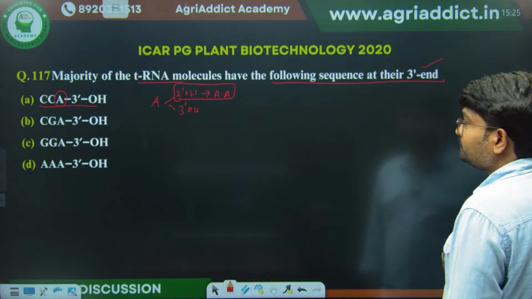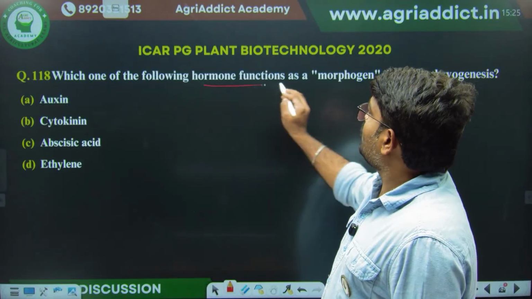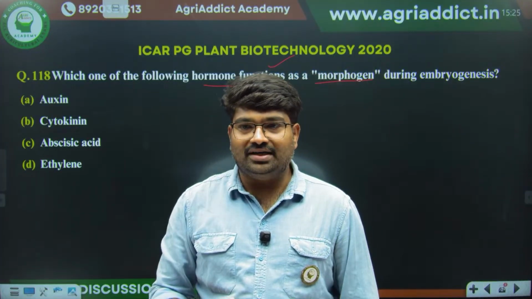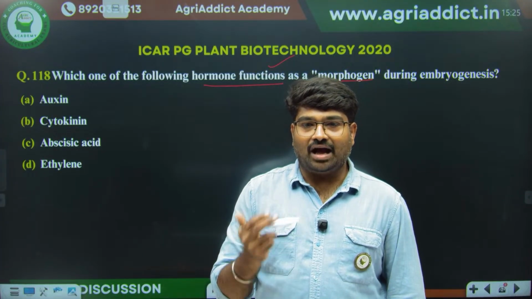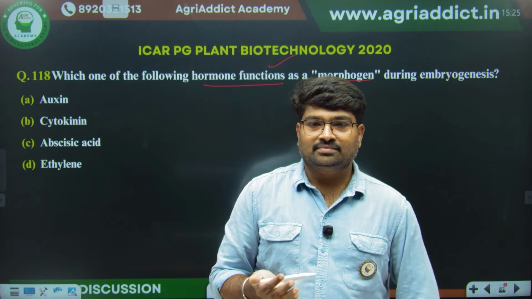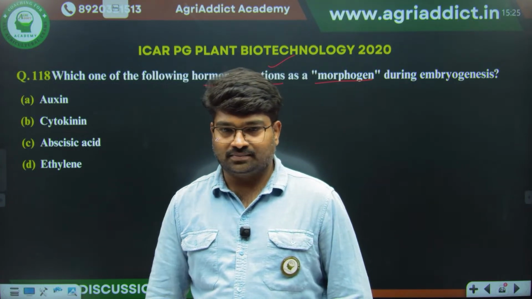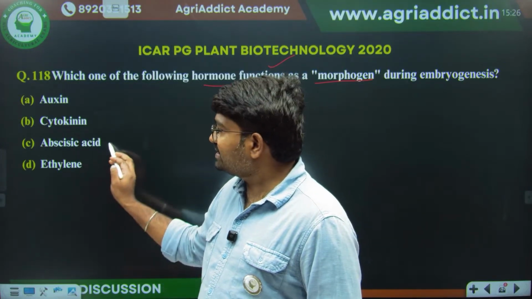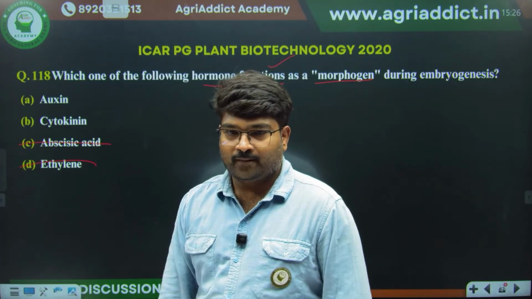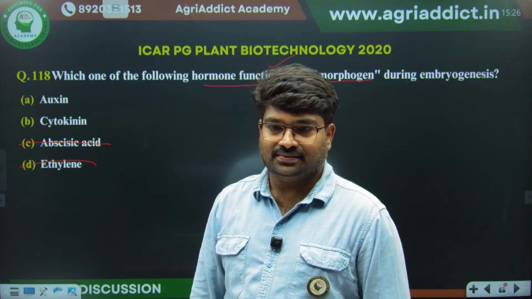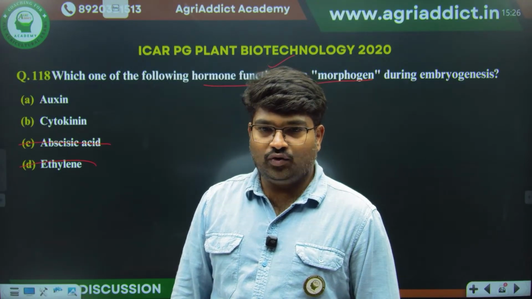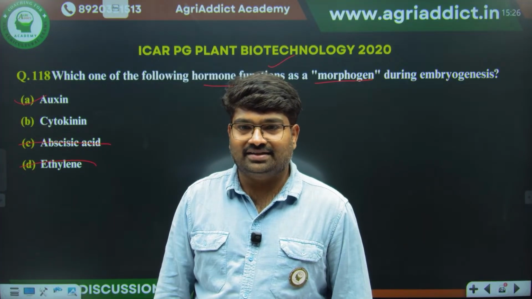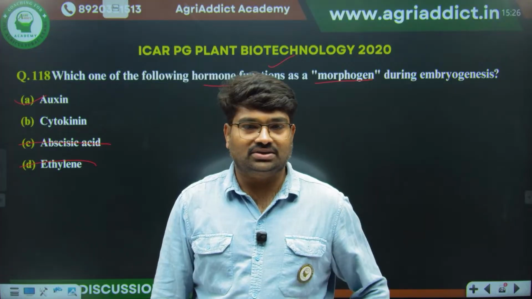Okay, clear? Which of the following hormones functions as a morphogen during embryogenesis? During the embryogenesis process, which hormone will act as a morphogen? Auxin, cytokinin, abscisic acid or ethylene. Abscisic acid will never come, ethylene also will never come. Whether auxin or cytokinin, morphogen during embryogenesis. Yes, auxin is the right answer. Okay, auxin will act as a morphogen during the process of embryogenesis.